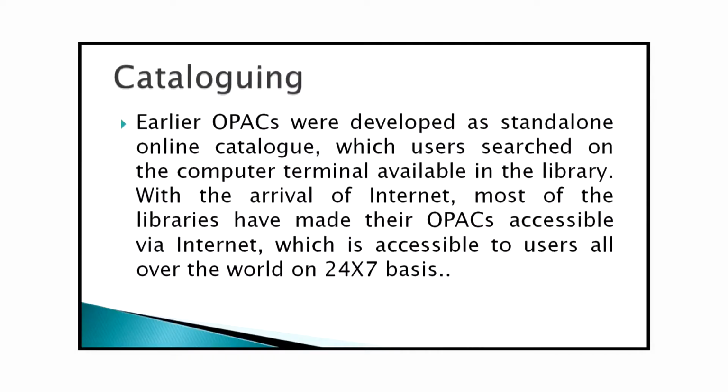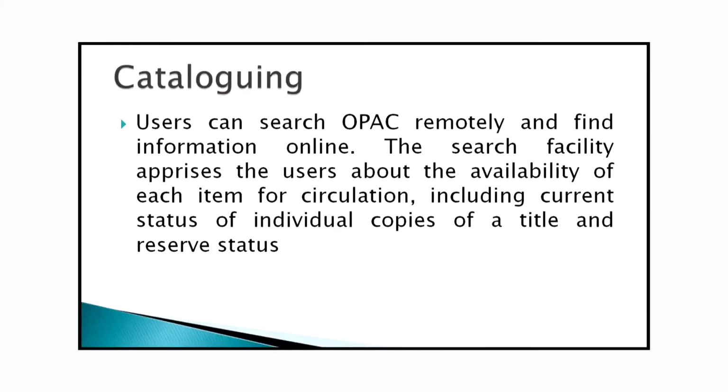Earlier, OPACs were developed as standalone online catalog which users searched on the computer terminal available in the library. With the arrival of internet, most of the libraries have made their OPACs accessible via internet. That means it is accessible to all the users all over the world on 24/7 basis. Users can search OPAC remotely and find information online. The search facility apprises the users about availability of each item for circulation, including current status of individual copies of a title and reserve status.